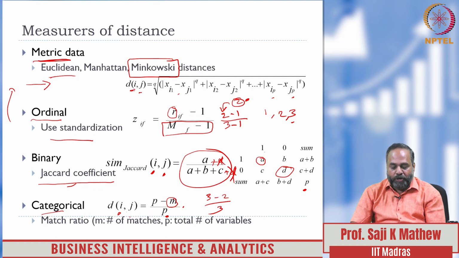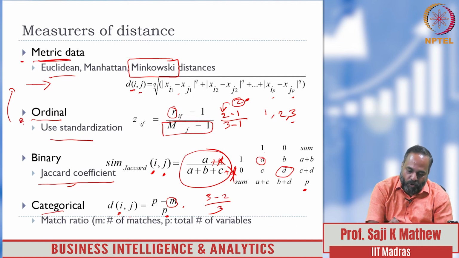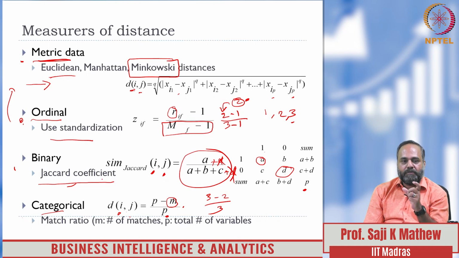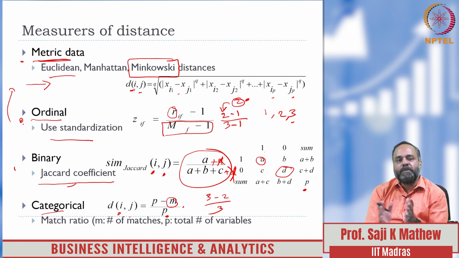That is the case with ordinal, okay. Metric and ordinal actually get converted to metric. Binary and categorical actually give a value of the distance already, right? For i and j, which is again a standardized measure of similarity between the two objects with respect to the binary part of the attributes, okay. Then you sum them up, okay.